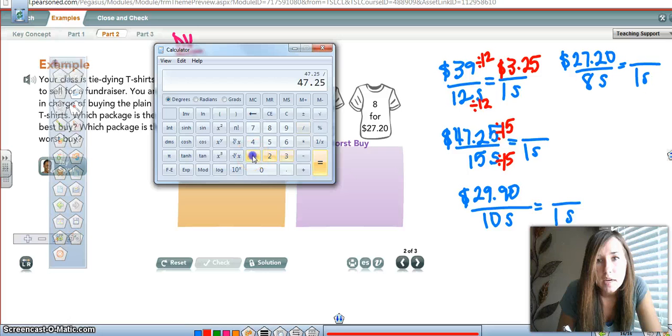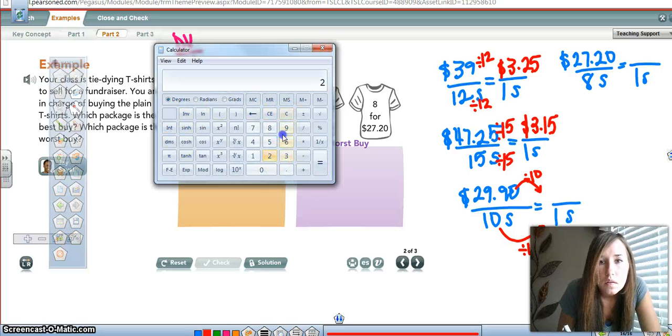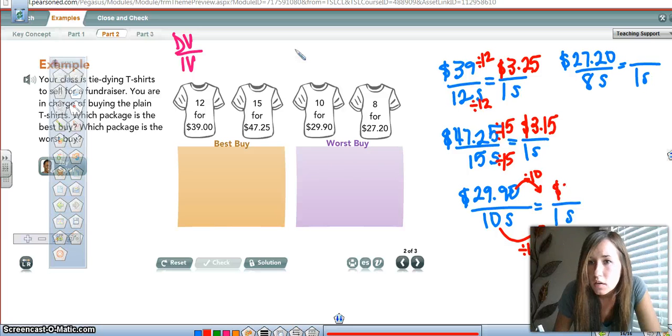47.25 divided by 15. $3.15 for one shirt. And $29.90 divided by 10. That would shift our decimal one spot, so $2.99 for one shirt.